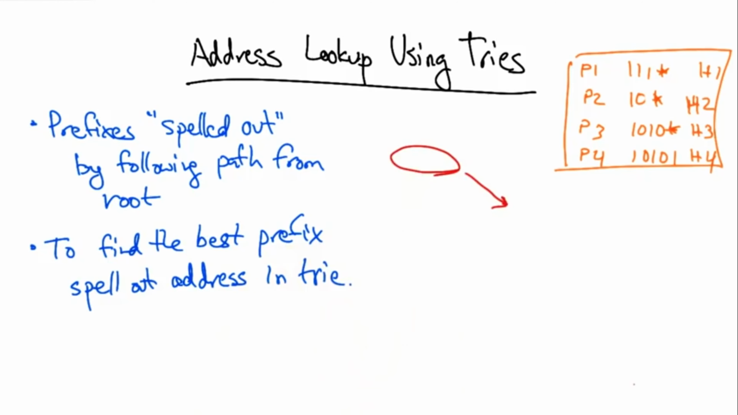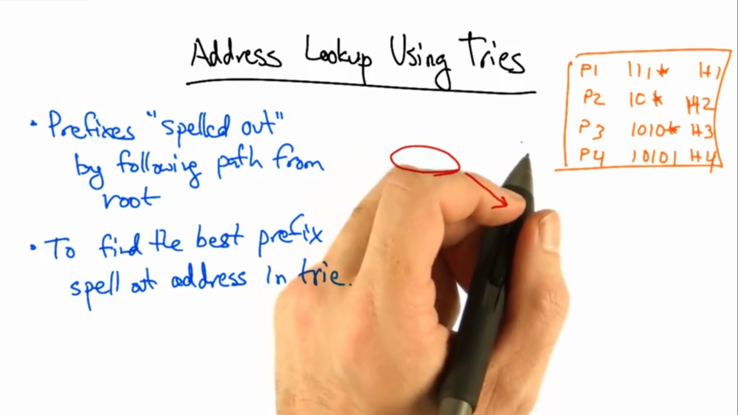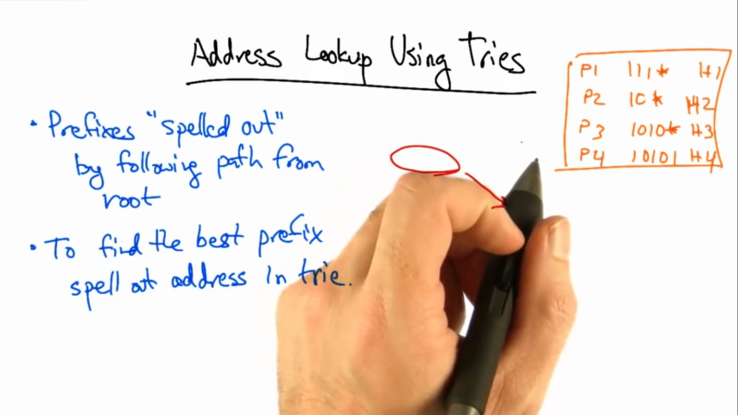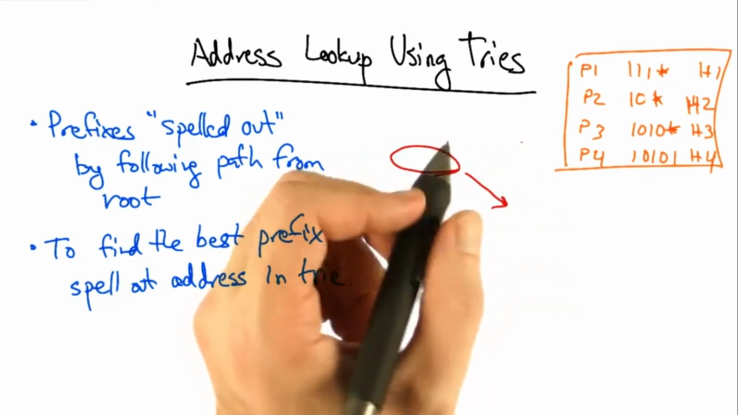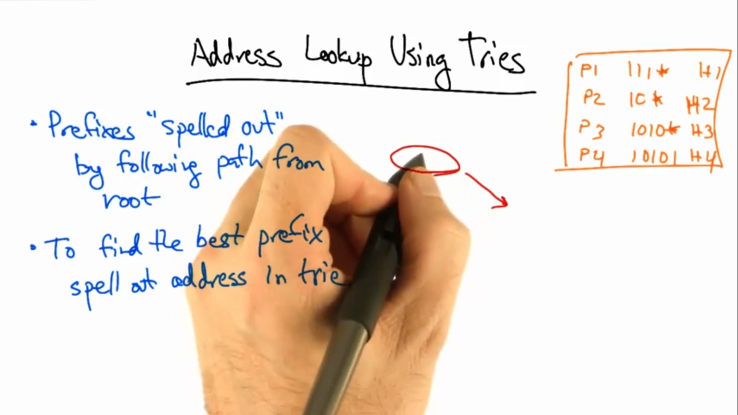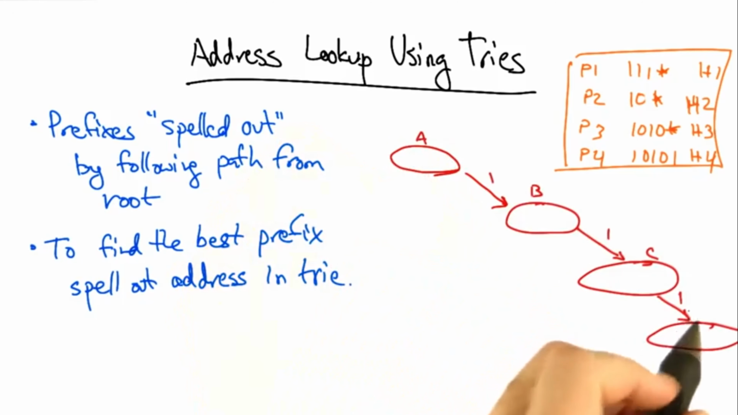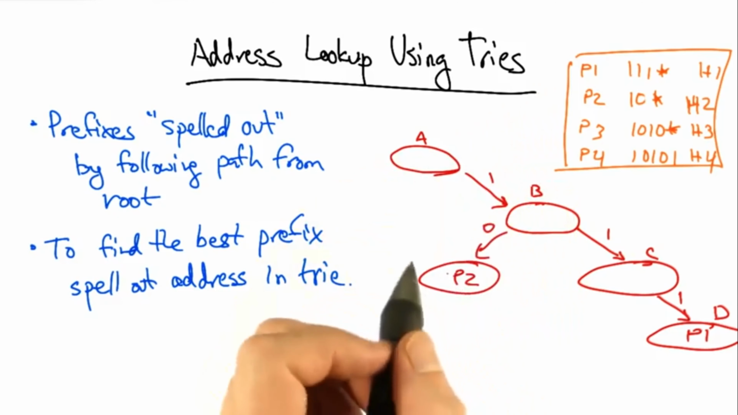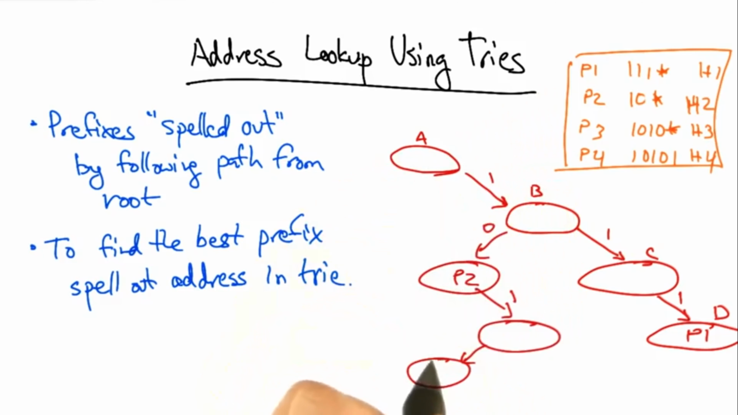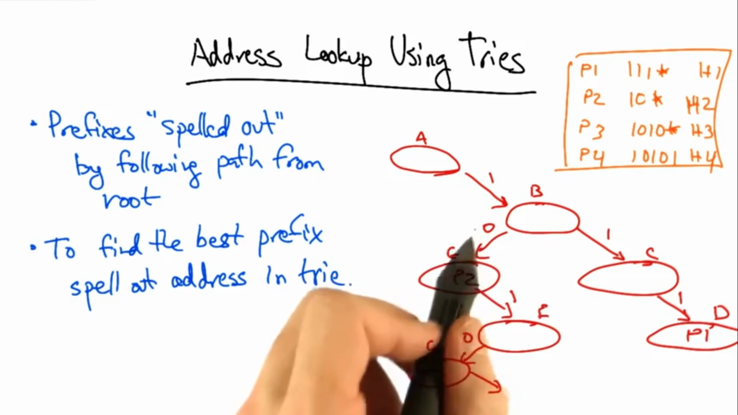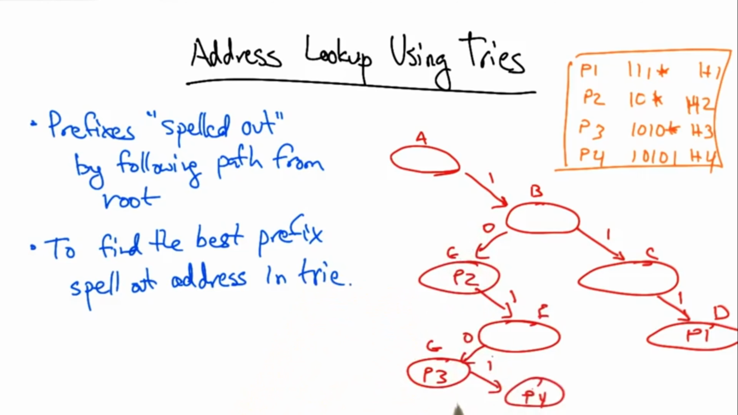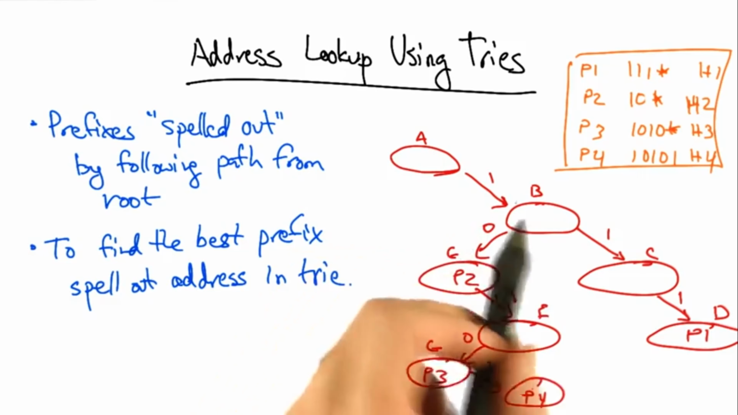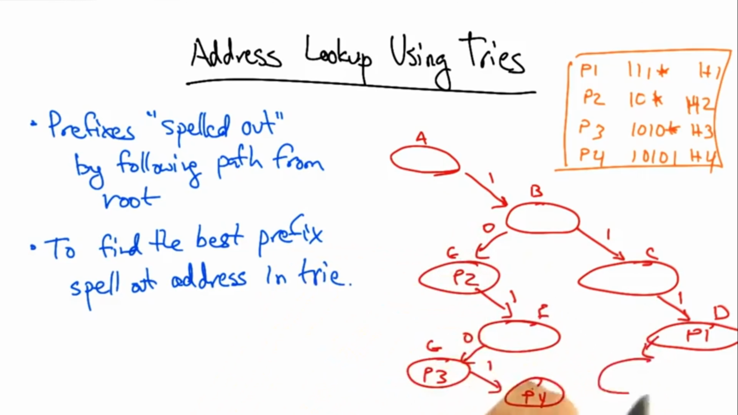In a trie, spelling out the bit 1 always takes us to the right, and spelling out the bit 0 always takes us to the left. So to insert 111*, we'd basically start here: 1, 1, 1, and then we insert P1. We repeat this process: 10* results in P2, 1010 results in P3, and 10101 results in P4. If we want to insert 1110, insertion is easy. We can simply insert P5 as such.